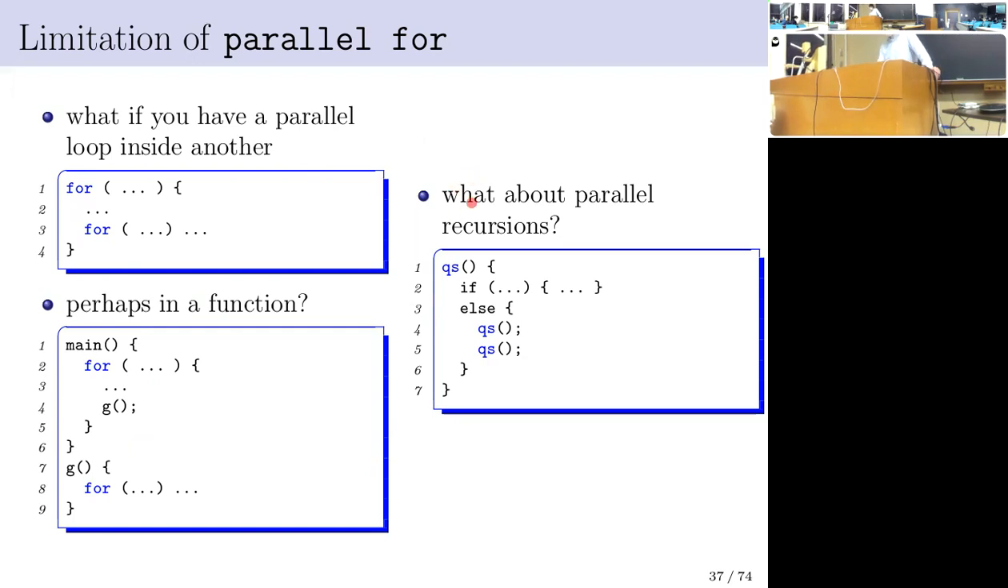And a more profoundly different circumstance is something like this, so-called parallel recursion. Just imagine you are writing a quick sort algorithm. If you know something about it, it simply calls two.